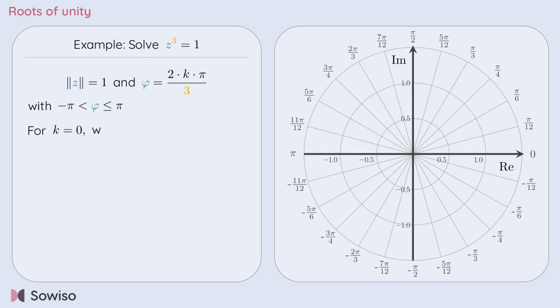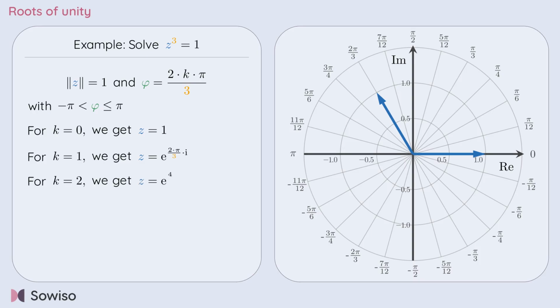For k equals 0, we get z = 1. For k equals 1, we get z = e^(2πi/3). For k equals 2, we get z = e^(4πi/3).